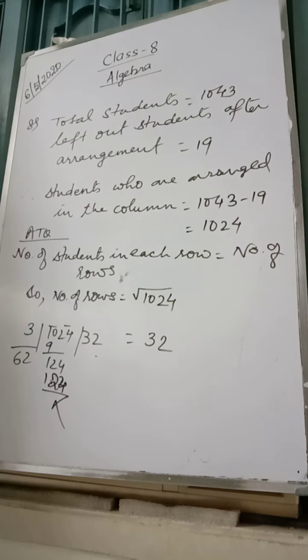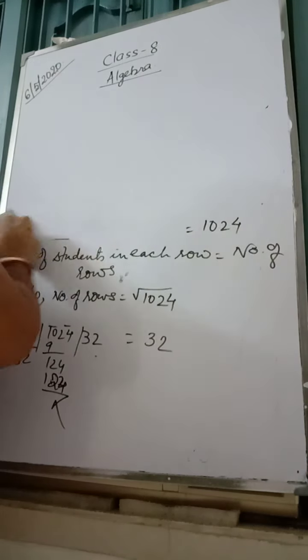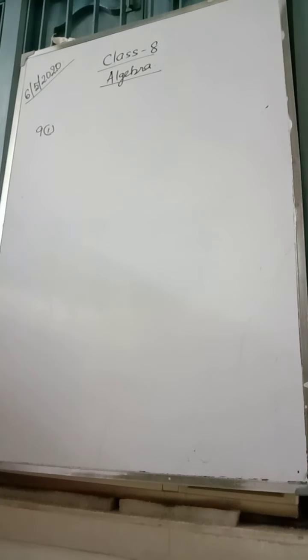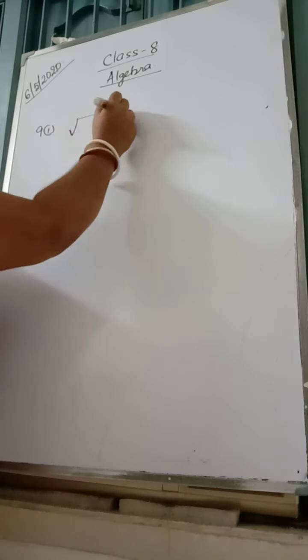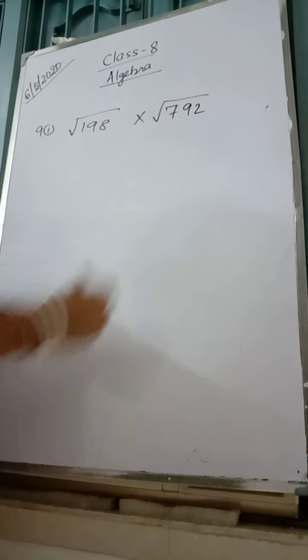Write it please. Now question number 9. Here you have to evaluate where we have to make use of the identity: under root a into under root b is equal to under root ab. Now you see question number 9(1). It is under root 198 into under root 792. Clear?